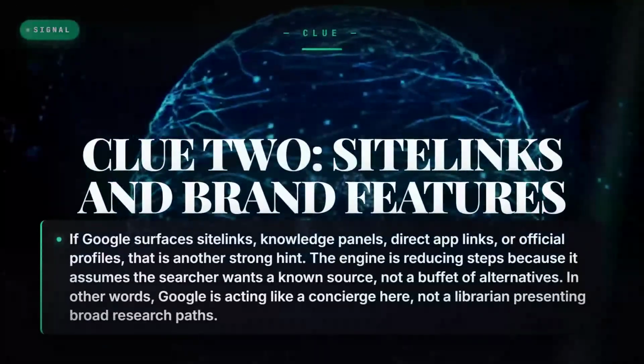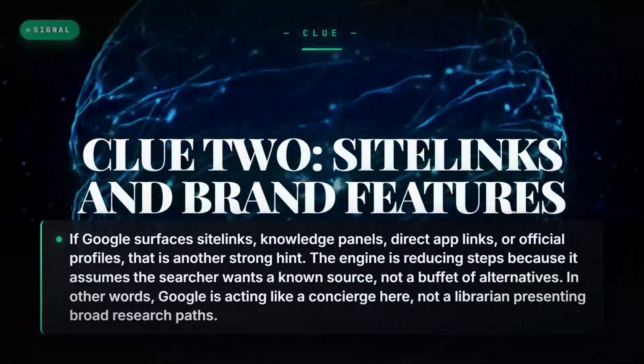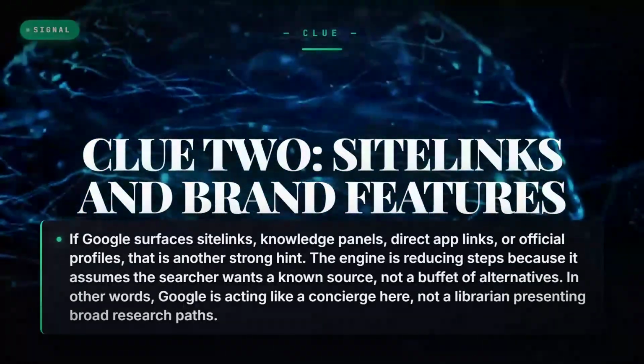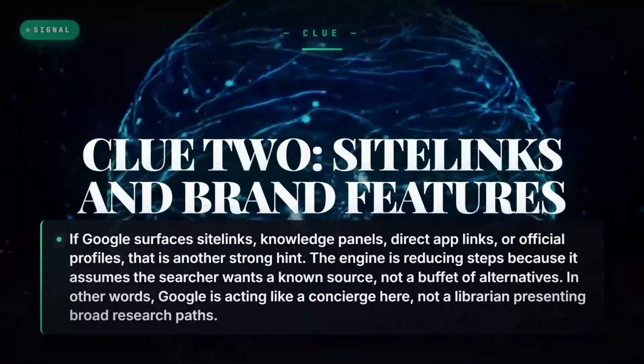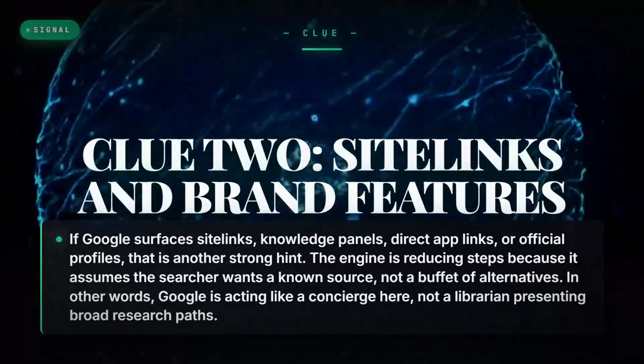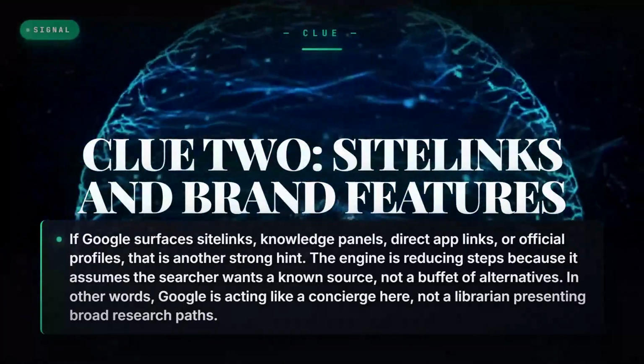If Google surfaces site links, knowledge panels, direct app links, or official profiles, that is another strong hint. The engine is reducing steps because it assumes the searcher wants a known source, not a buffet of alternatives. In other words, Google is acting like a concierge here, not a librarian presenting broad research paths.